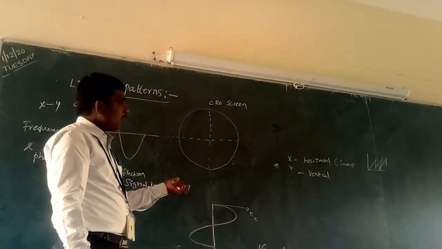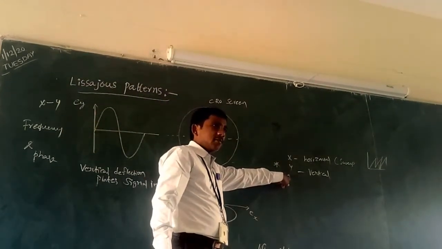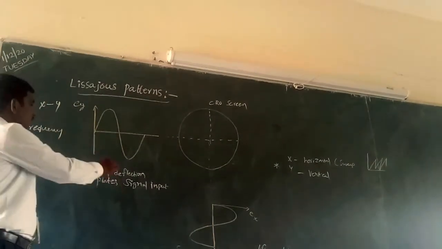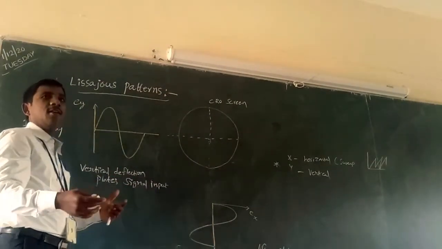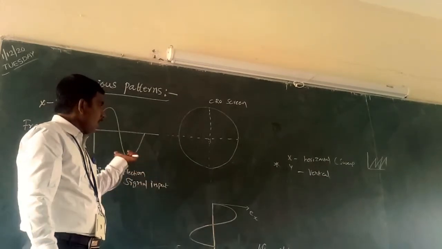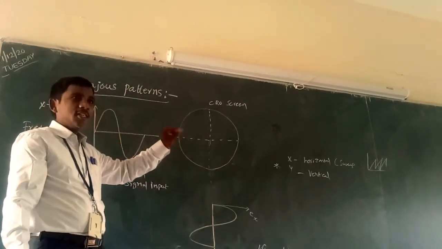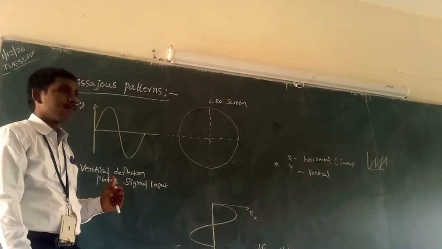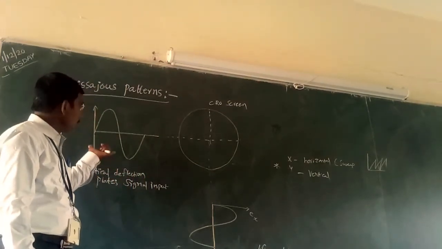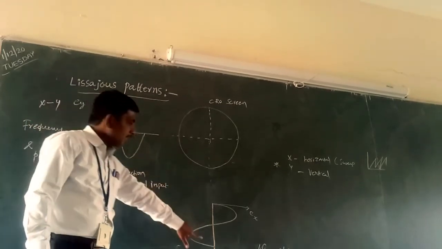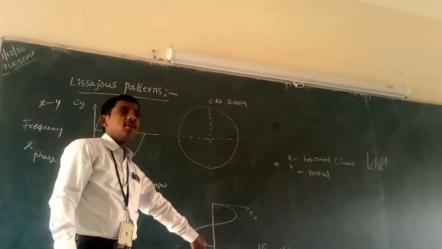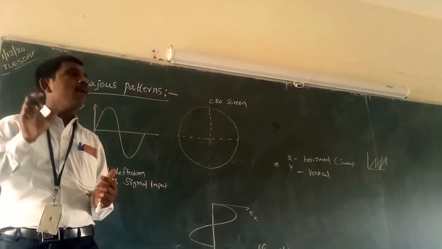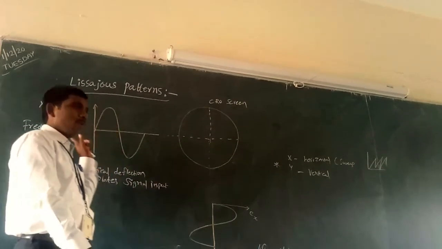Normally, the input is given to the vertical deflection plates. Now the unknown signal is this one. Whatever unknown signal we have to view on the CRO screen, we give it to the vertical deflection plates. So whatever input signal we give, we give it to the Y deflection plates. Here also, the unknown signal is given to the Y deflection plates, and the known signal is given to the X deflection plates. Lissajous patterns are obtained when two sinusoidal signals are applied to a CRO under XY mode.